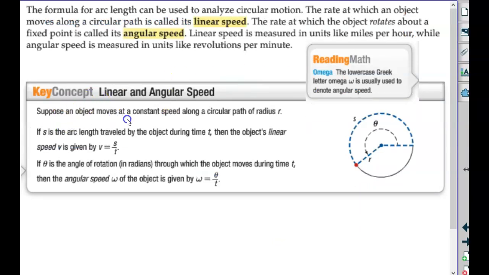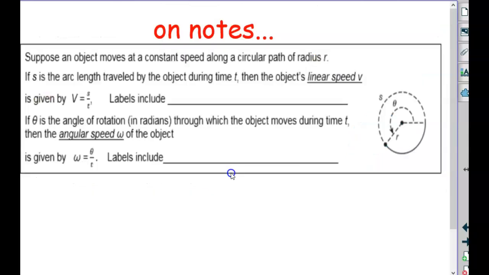All right, suppose an object moves at a constant linear speed along a circular path. If the arc length traveled during time, speed can be given by this, so it's arc length over time. If the angle of rotation is in radians as it moves through time, then the angular speed is radians per time. Radians, okay. This is what is written on your notes. I always just think of these based on the labels.